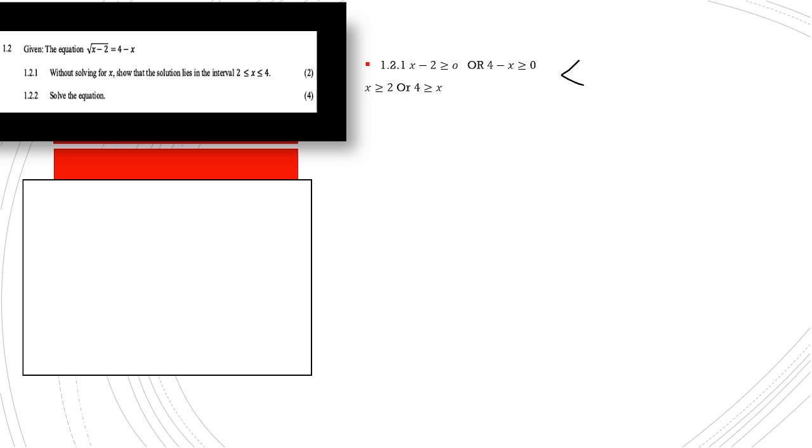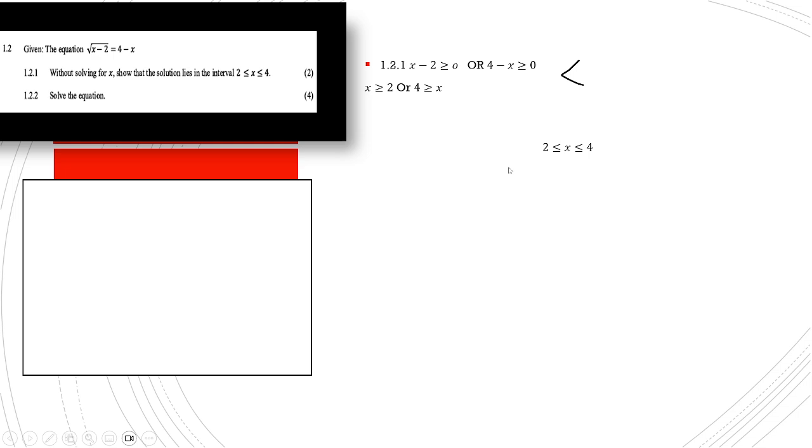Then we come to the second one: 4 minus x is greater or equal to 0. Here we transpose x and change the sign to positive, so x is less or equal to 4. But now let's put this in a formal way, because that one is not formal. Basically we show that x is greater or equal to 2, but x is also less or equal to 4.